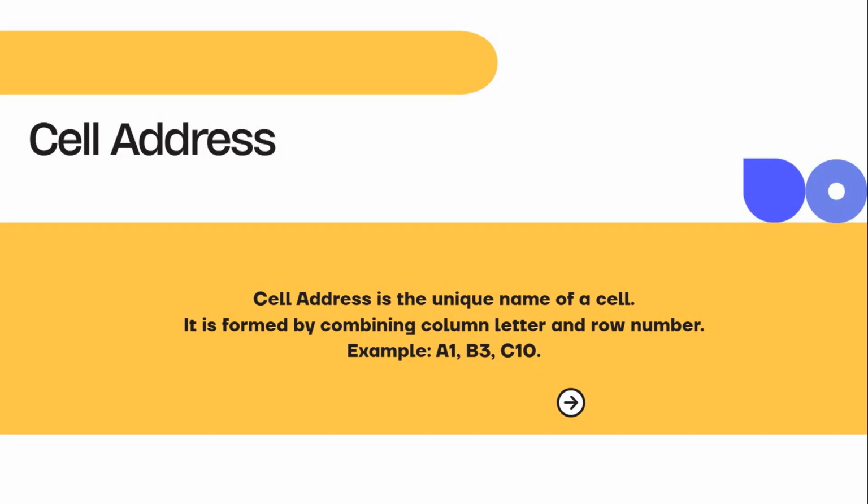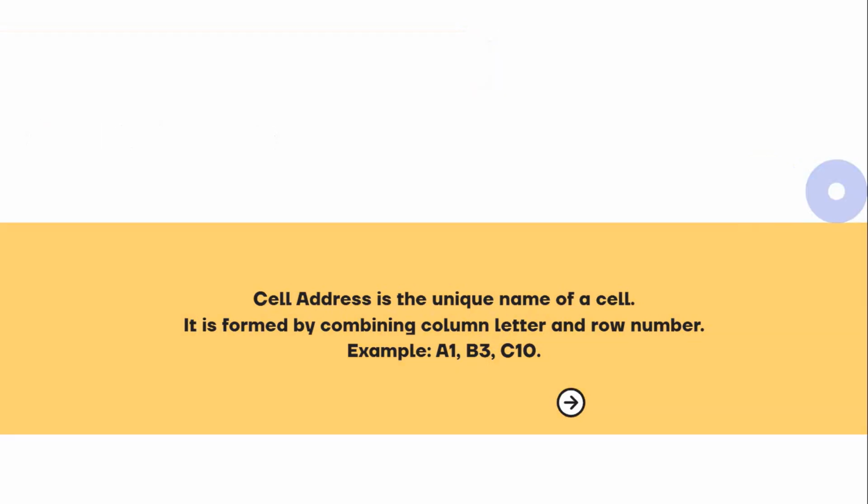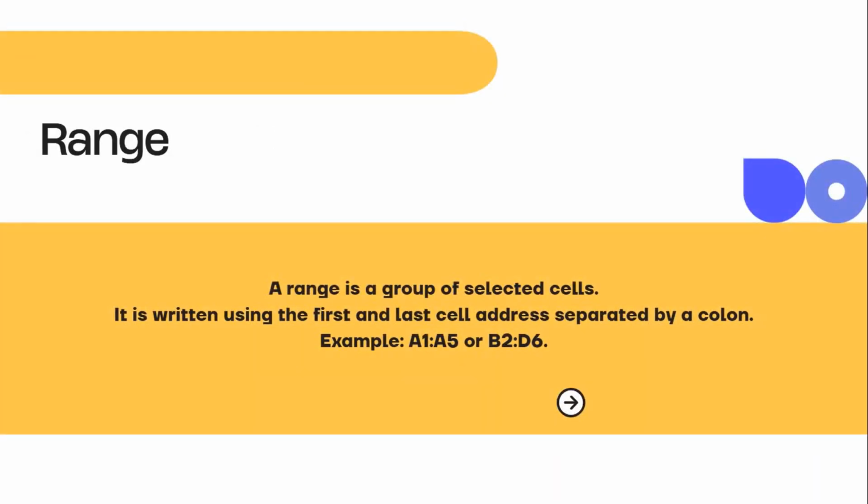First one is a column. Column we can consider as alphabets and rows we can consider as a number. This is about the cell address. Range is nothing but a group of particular cells that we can use to separate one particular column, that we can call a range.